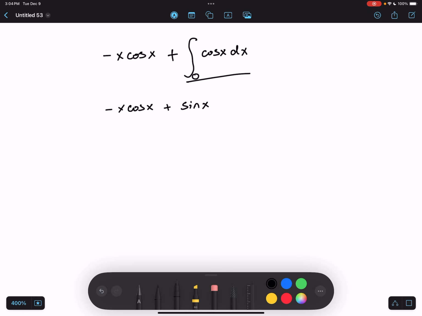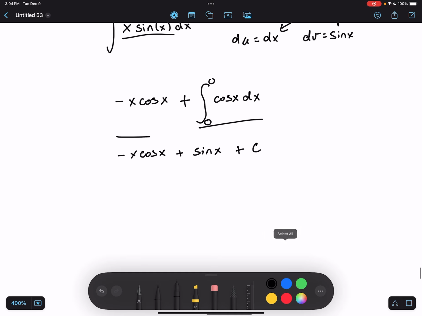Now there's no bounds here. This is an indefinite integral. And so because of that, we have to add a constant at the end. So this is the answer to the question.